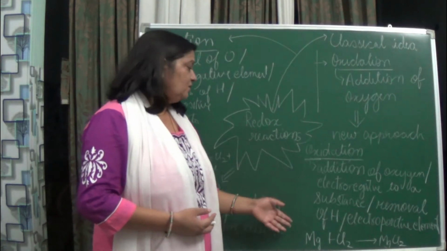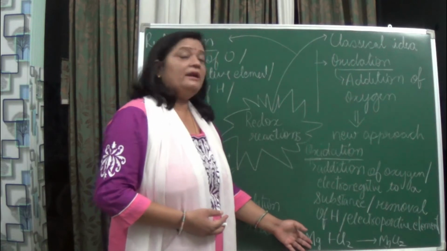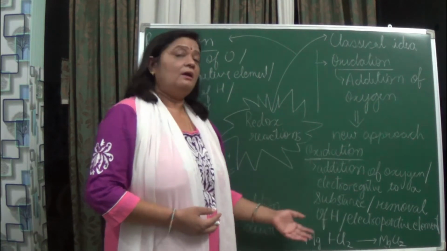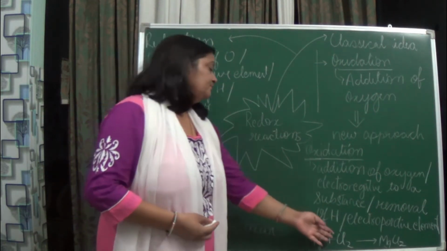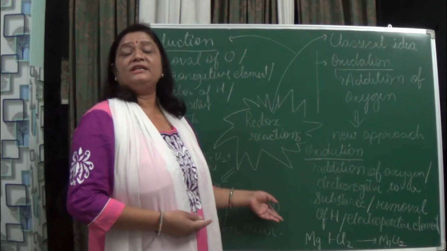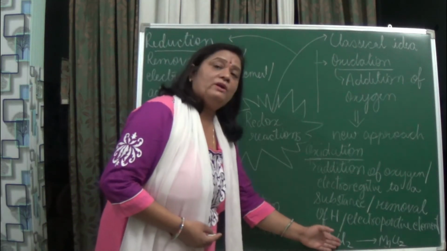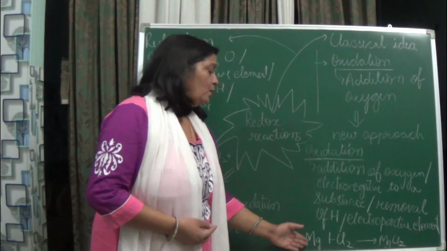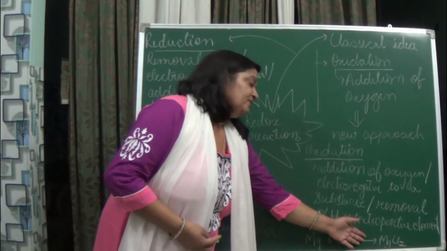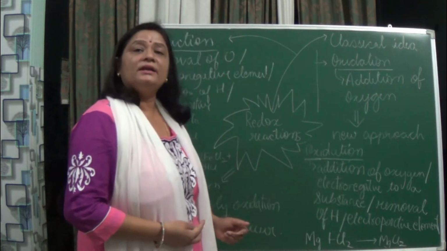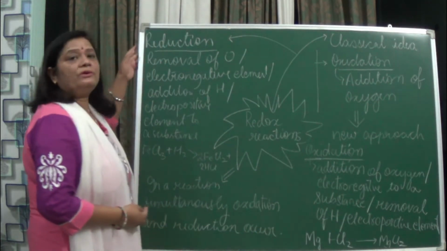But there is also addition of an electronegative element, like magnesium plus chlorine. It will give MgCl2, magnesium chloride. Here an electronegative element is being added, so it is an oxidation reaction.